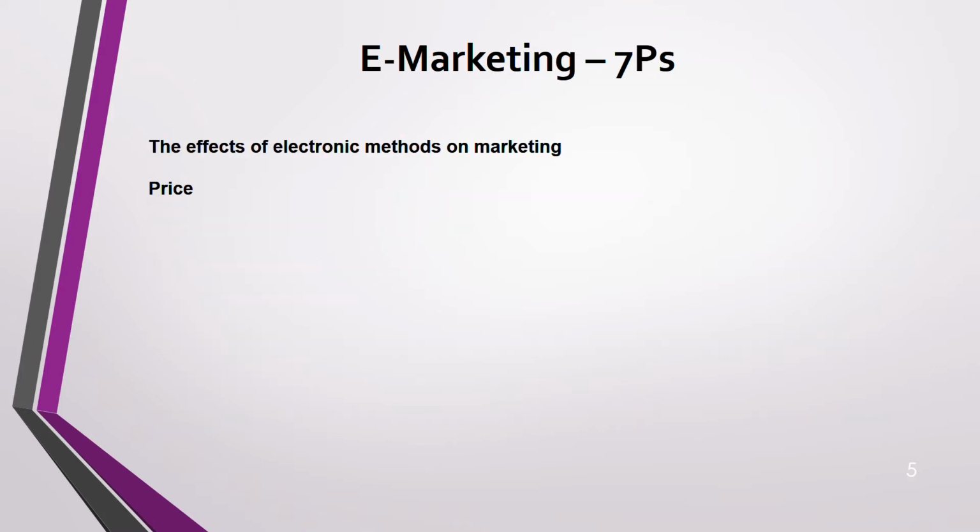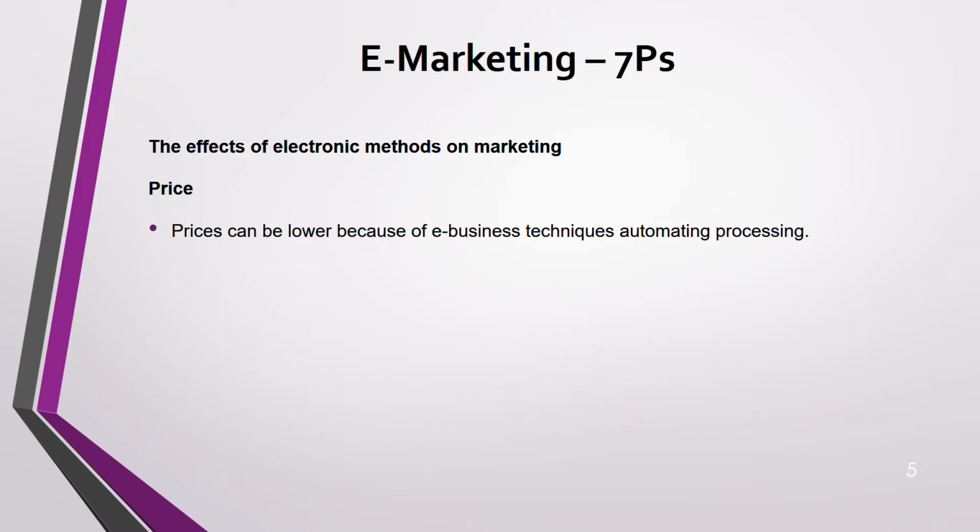Now we are moving on to the price. The price is much lower now because things are moving online. Prices have reduced comparatively, because through e-business you can easily automate the process. You don't need 10, 20 staff now to deal with each customer. One staff sitting at home can deal with all the customers.